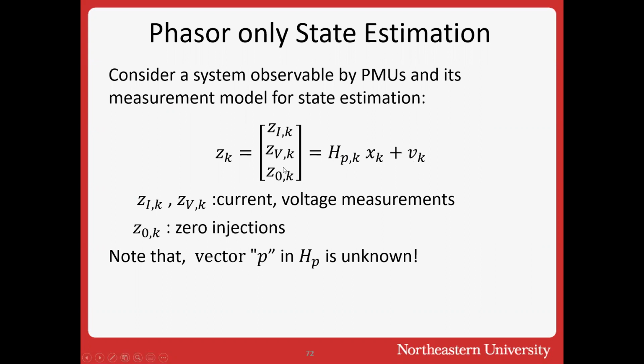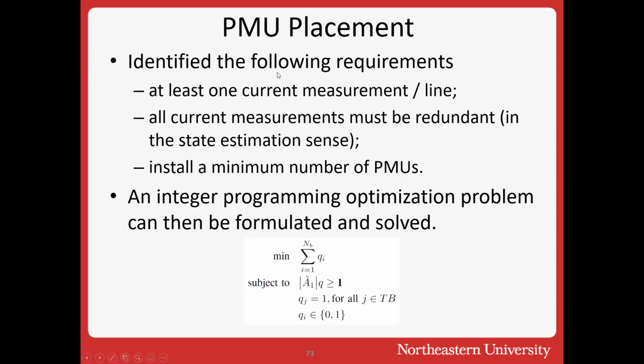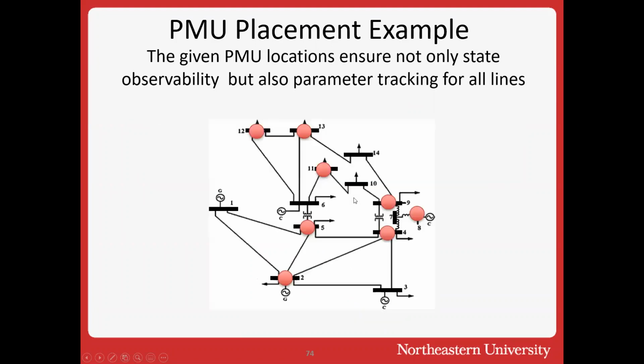The only extra stuff here we have is the zero injections. We added them for added redundancy since they are free measurements. And then we looked at how to do PMU placement, not only for observability, but also to be able to track the parameter errors or the parameters of the lines. And it turns out to be, again, a linear programming problem, as you can see here. And I'm going to skip the details because they are all in Pang Shan's paper. And for instance, in the case of the 14 bus, these are the locations we determined for the PMUs.